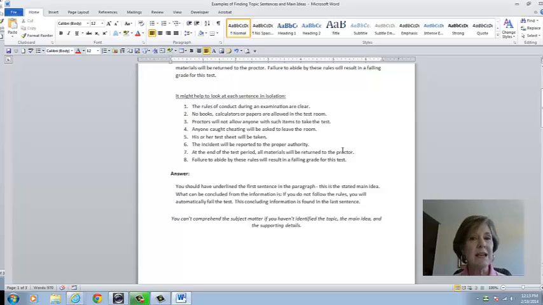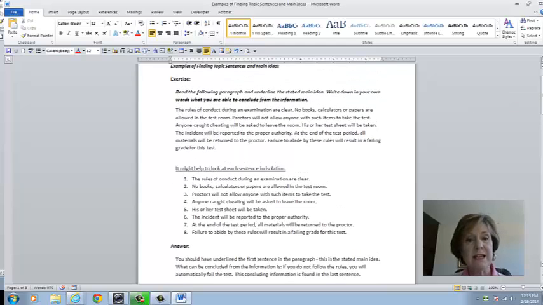A simple question will help you find what the topic of a paragraph would be. Who or what is this paragraph about? That answer will give you the paragraph's topic. And the topic sentence does what? It tells you what the paragraph is about, or the main idea. That is your topic sentence.